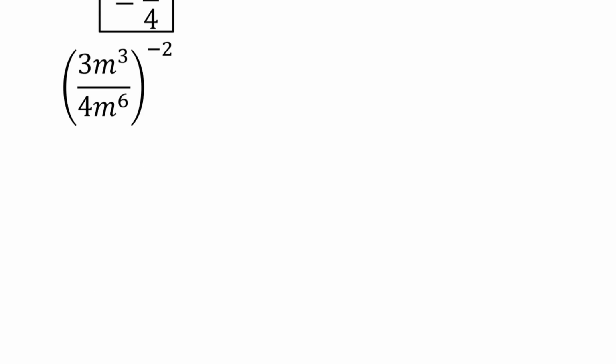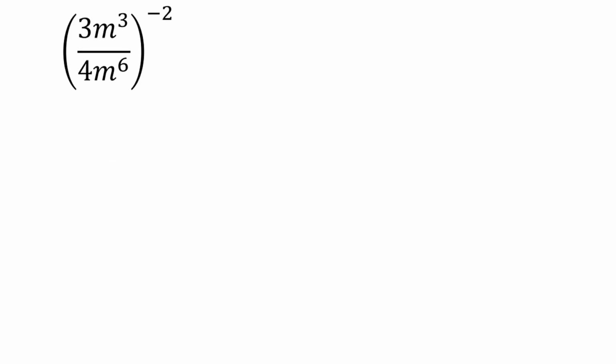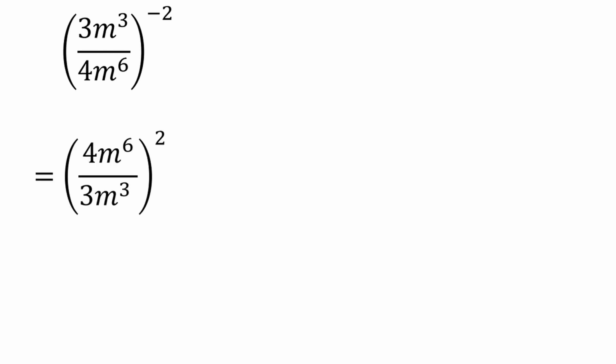This can be applied to more complicated expressions. Consider 3m to the 3rd power divided by 4m to the 6th power, all to the negative second power. You could apply the negative second power to each component of the expression, but that will cause more work later, as you'll need to switch everything around to get rid of the negative exponents. Instead, let's rewrite the problem as the reciprocal without the negative exponent. We have 4m to the 6th power divided by 3m to the 3rd power, all squared.